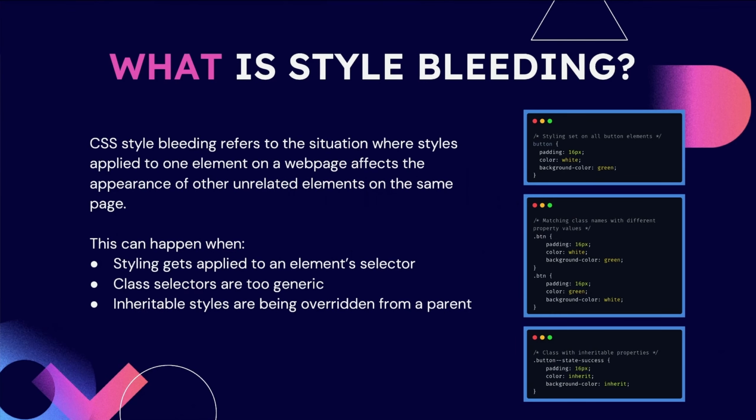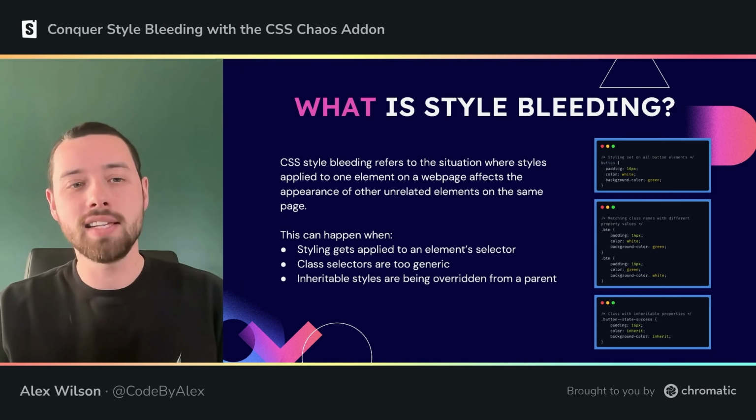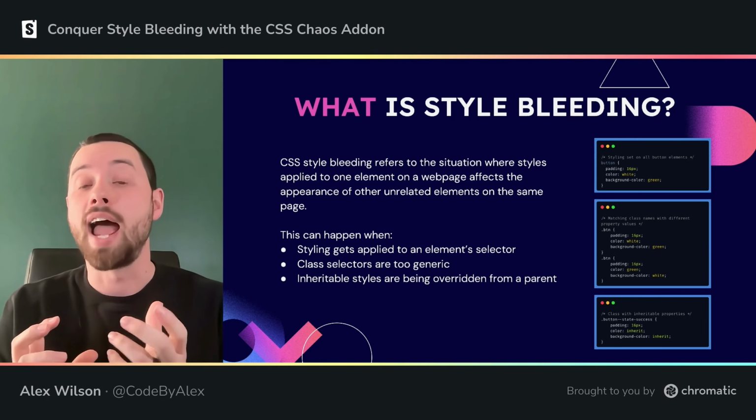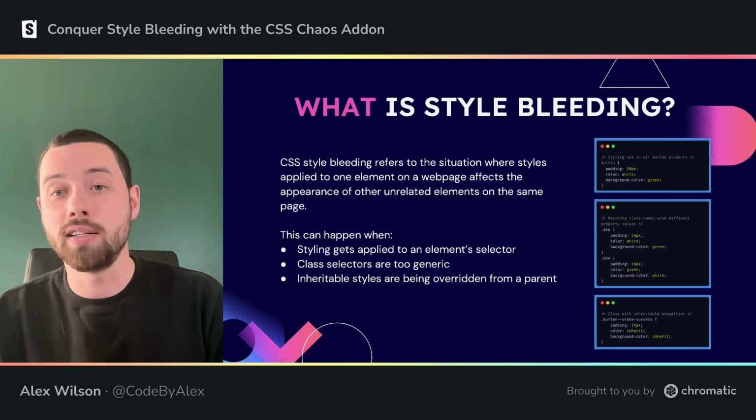So what is style bleeding? Well, style bleeding refers to the situation where you try to apply styles to one element, but they end up getting applied to other elements on the page in a way that's a bit unexpected. And this can happen when styling gets applied to the element selector itself, kind of like what we see in our button example at the top right.